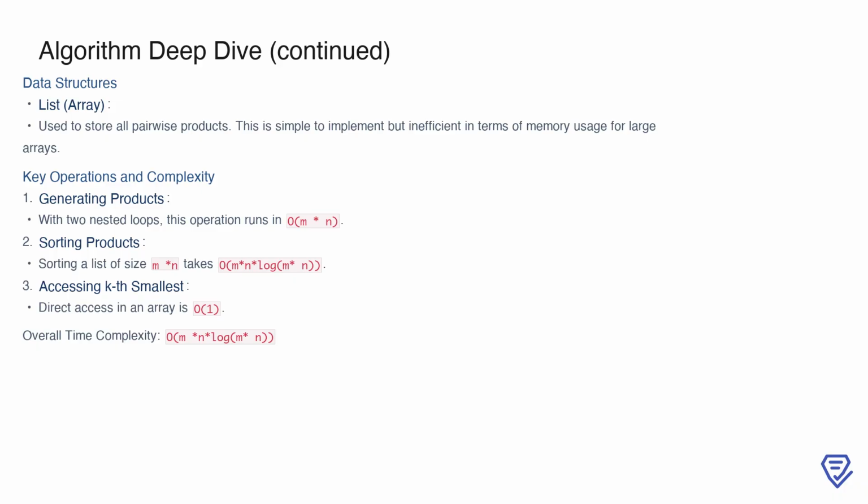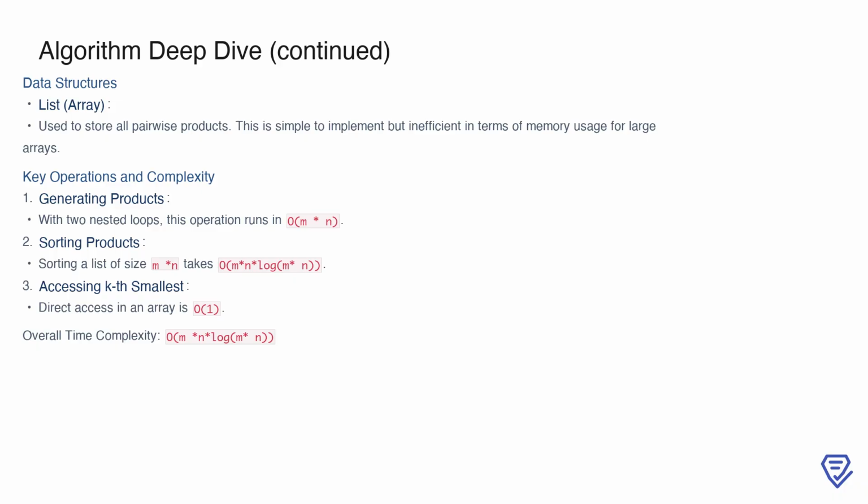First, generating all products requires two nested loops, resulting in a time complexity of O(m*n), where m is the length of nums1 and n is the length of nums2. Next, sorting the products list, which has a size of m*n, takes O(m*n*log(m*n)). Finally, accessing the kth smallest product in the sorted list is a constant time operation, O(1). When combined, the overall time complexity of this approach is O(m*n*log(m*n)).